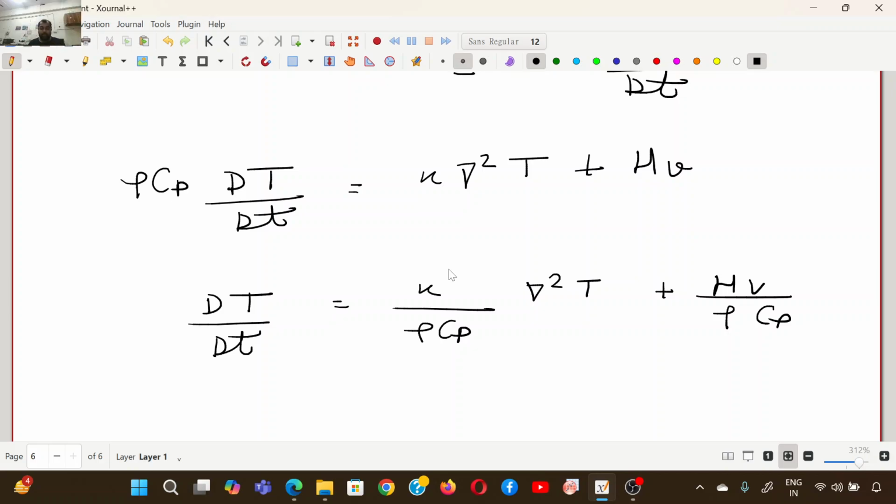Okay, so this k by rho Cp is what? Alpha, thermal diffusivity. So capital DT by Dt is equal to alpha del square T plus H_V by rho Cp.